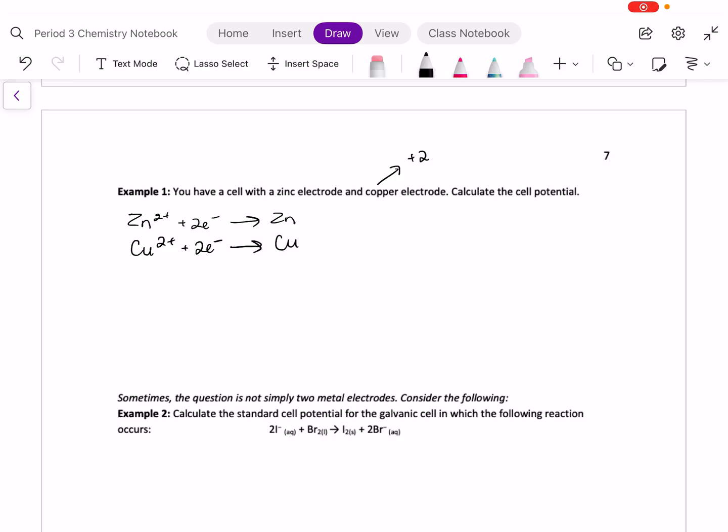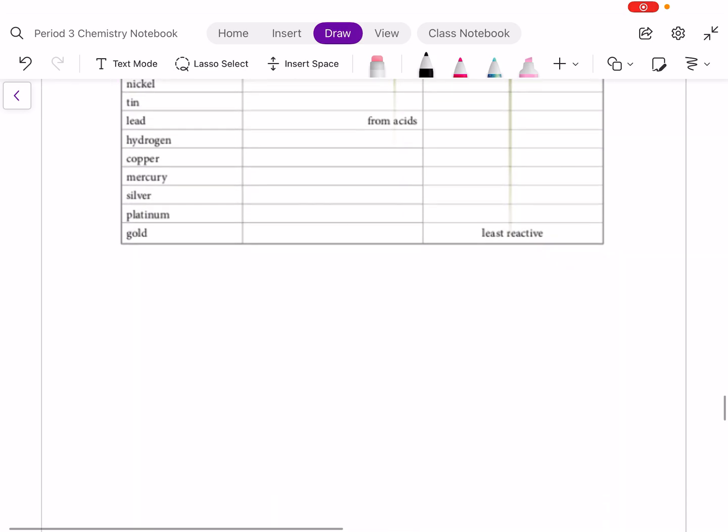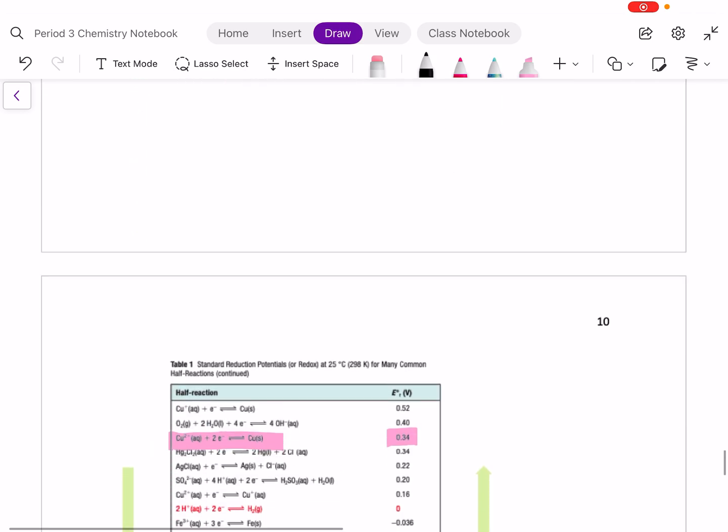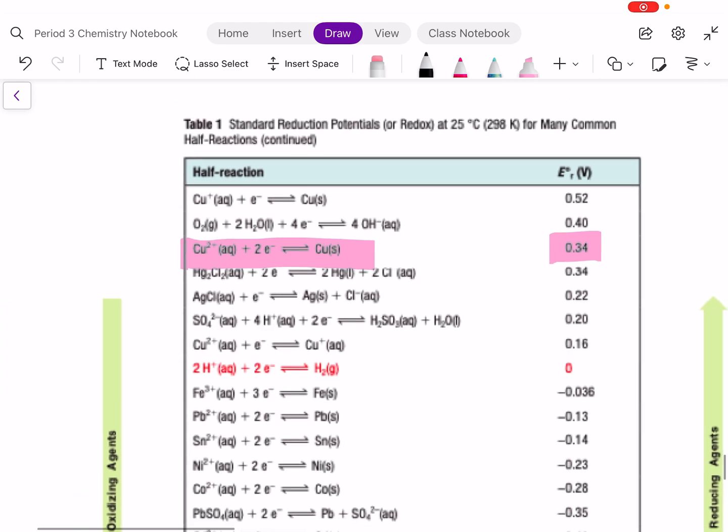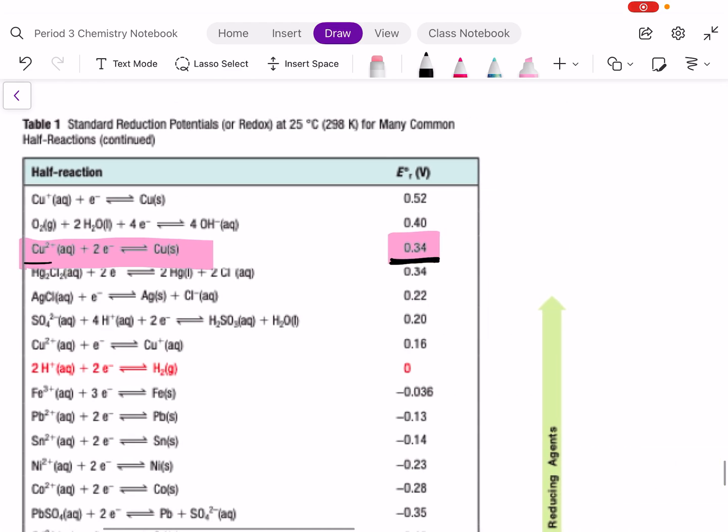These are both reduction reactions. They're not happening at the same time. One of them is going to be oxidation in the actual cell, but we're going to first identify which one is the cathode that is going to be reduced, and then we can identify which one is the anode that will be oxidized. So here, in order to figure out which one is the cathode, whatever one shows up first or has the highest number, that's going to be the cathode.